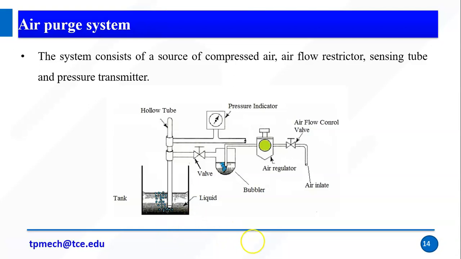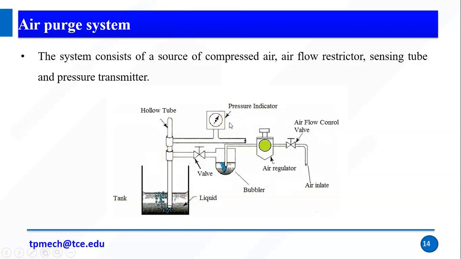So the simple principle: air inlet, air purge, air regulating, the fresh air is passed through a hollow tube in the valve. When there is no liquid level, the liquid flows freely, so the pressure indicator will show 0. If the liquid level or height increases, the restriction to the escaping fluid is more, so it will induce the back pressure.